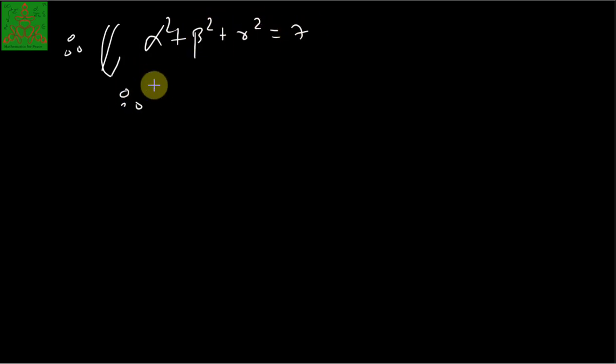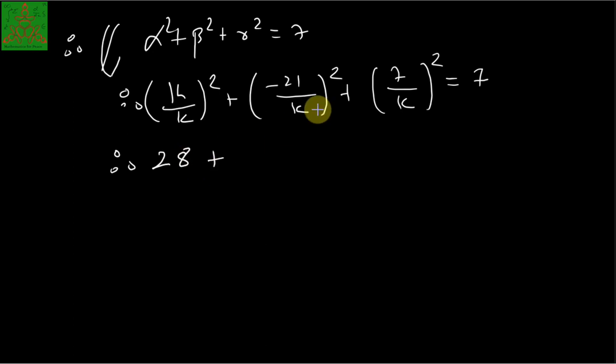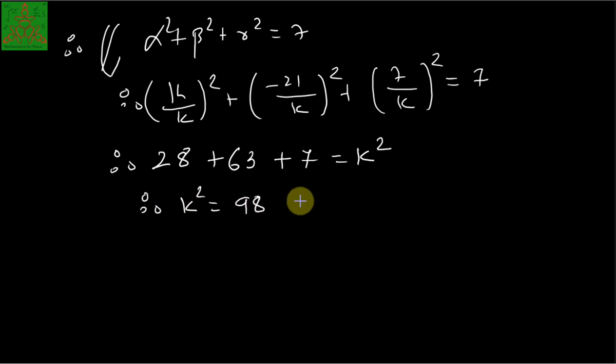So that will give you (14 upon k) whole square plus (minus 21 upon k) whole square plus (7 upon k) whole square equal to 7. If you simplify, I can divide both sides by 7, then this will give you 7 into 4, that is 28, then 63, 7 into 9, plus 7, equal to k square. So k square will be 98. So the value of k is plus or minus 7 under root of 2.